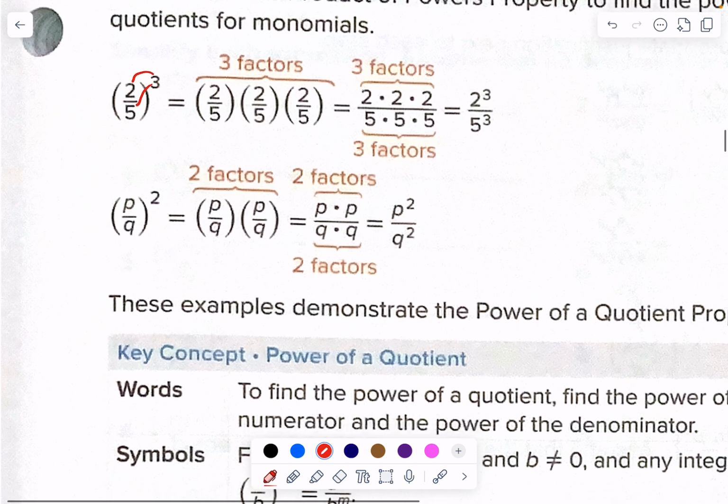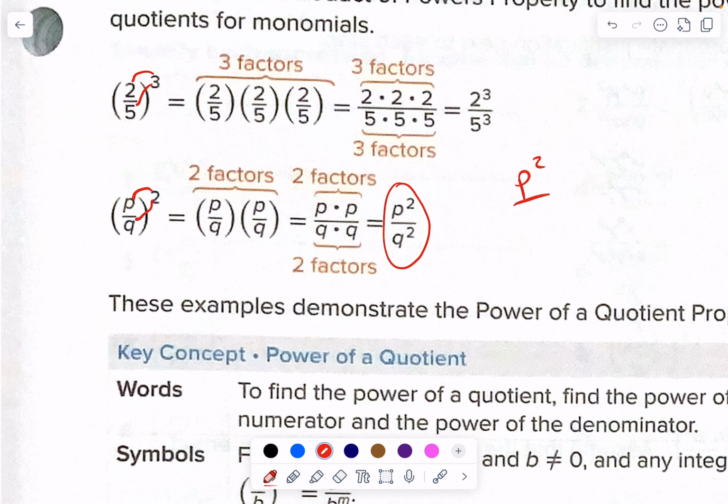So then again with p over q, all squared, we get p squared over q squared. So we end up with taking that power to both things. Now remember, if it already has an exponent, like let's say this, then we take the power to the power, which means we're going to multiply.